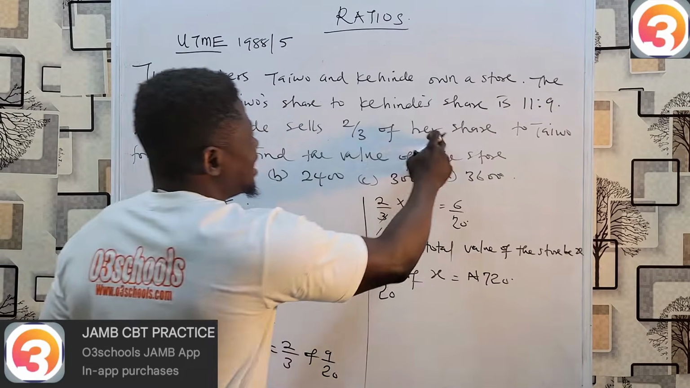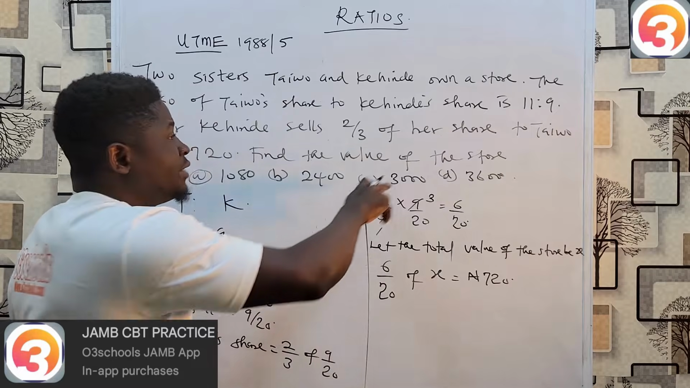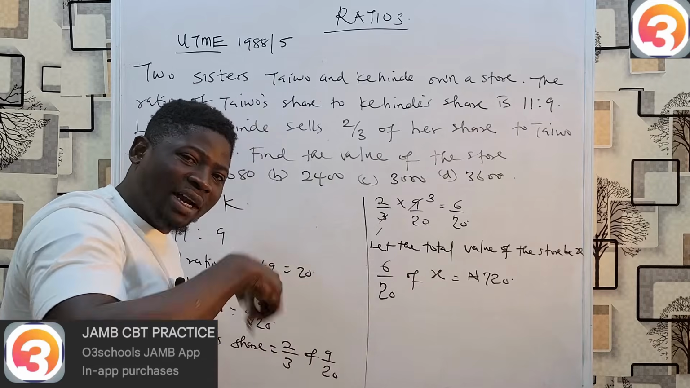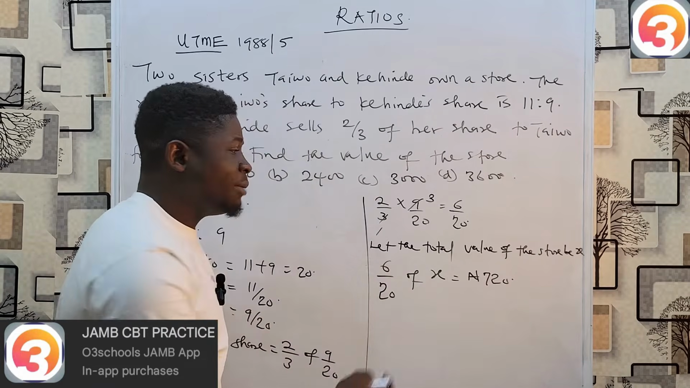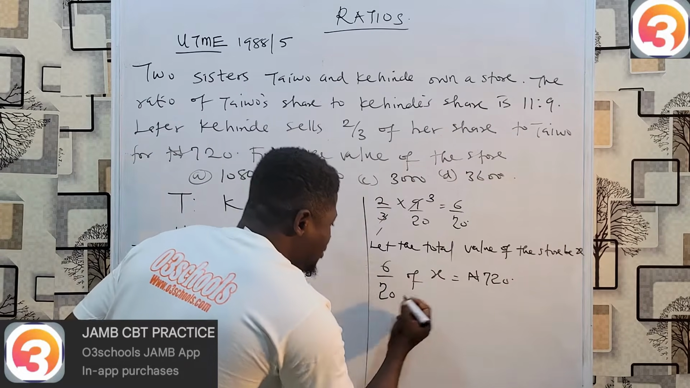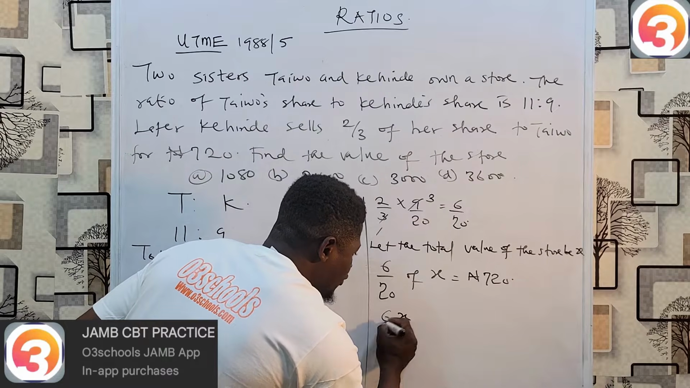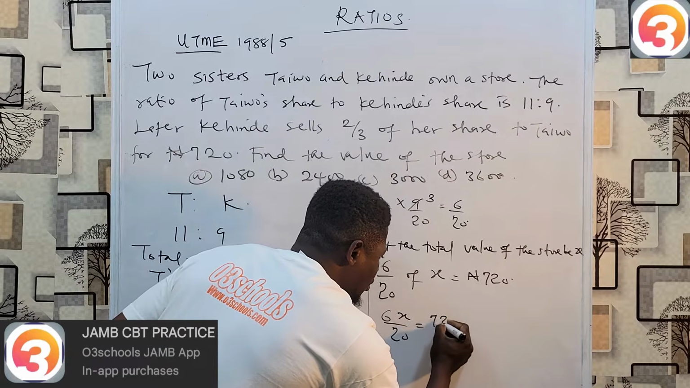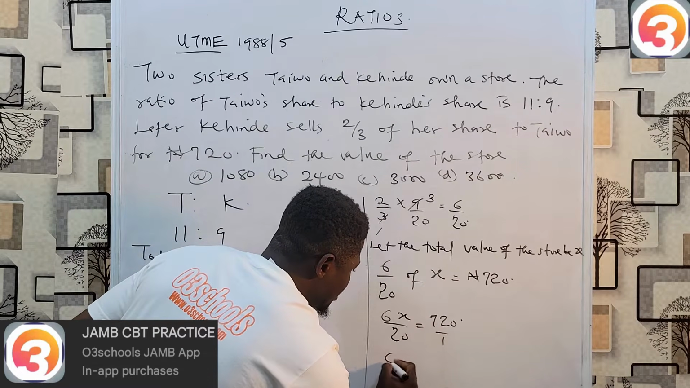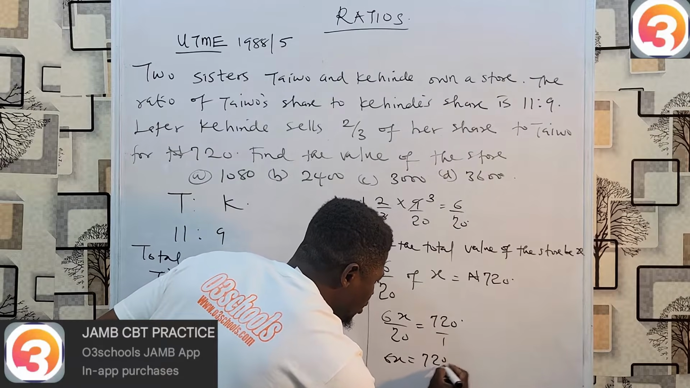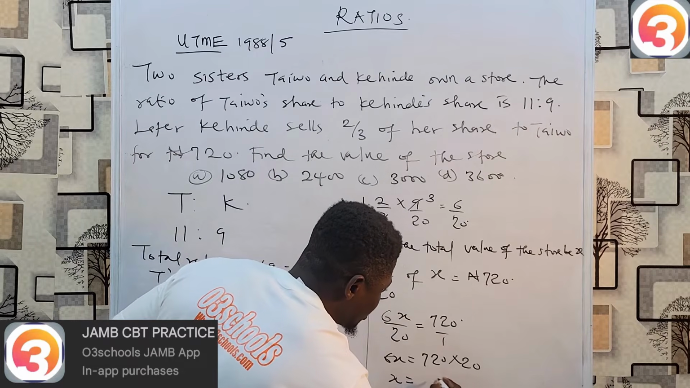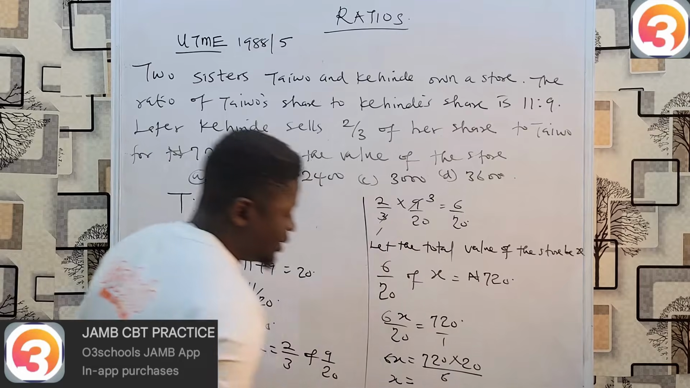So 2/3 of Kende's share of the total value X was given to Taiwo, and that is 720 naira. That means this relates to this. Now we can say 6x over 20 is equal to 720. If we cross multiply, 6x is equal to 720 times 20. Of course, that means we divide both sides by 6. So x will be equal to 720 times 20 over 6.